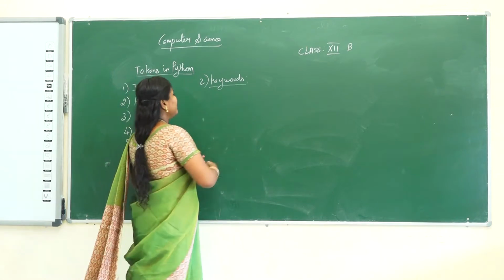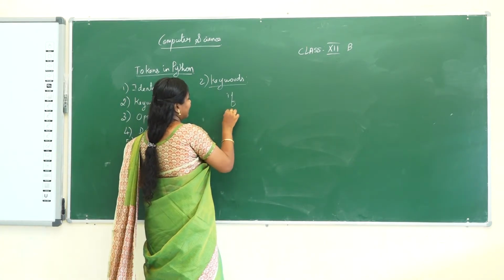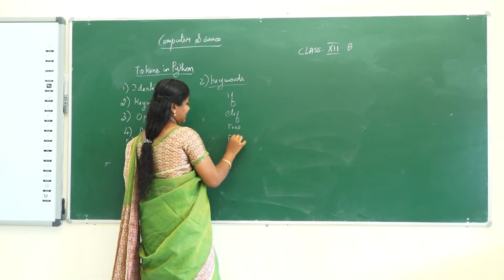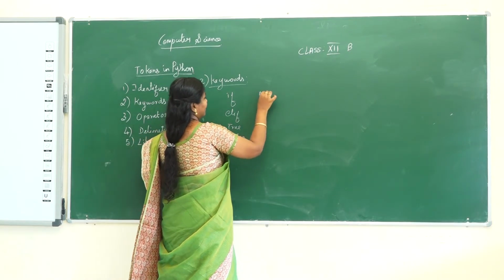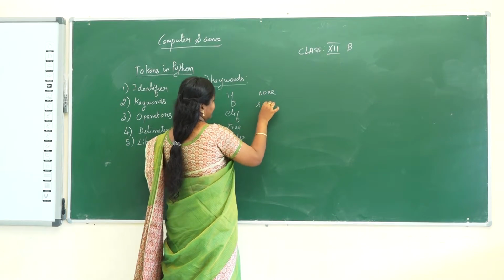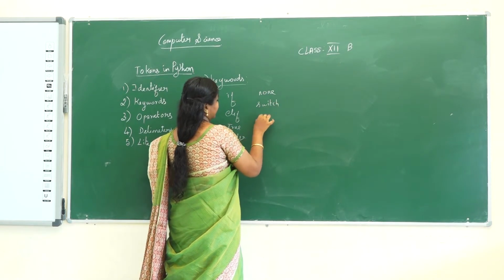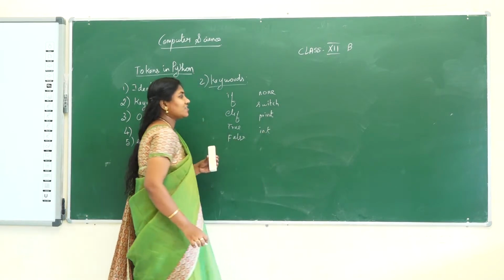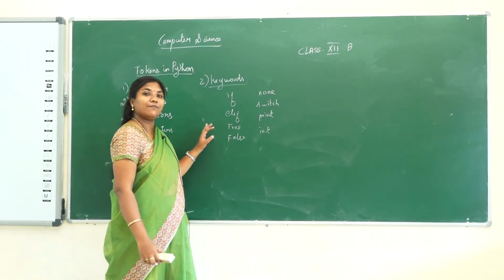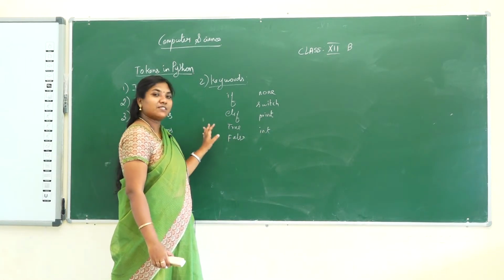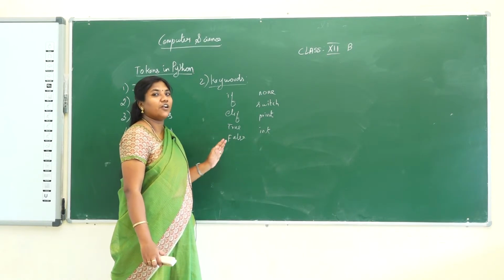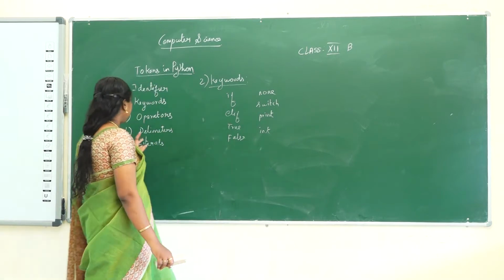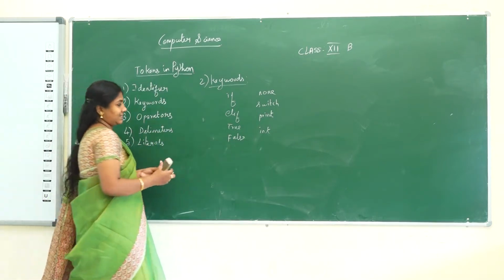Let us see some: if, else if, True, False, None, switch, print, int. So these are the keywords. All these keywords have some meaning in Python code, so they must be used for that purpose only. We cannot use them for any other purpose. So these are the keywords. And next we are moving on to operators.